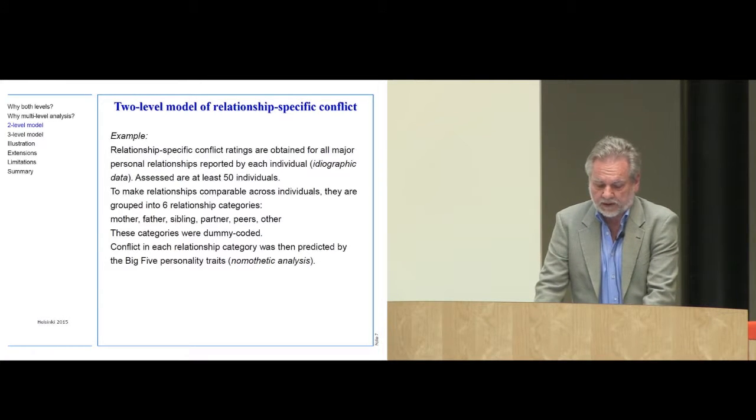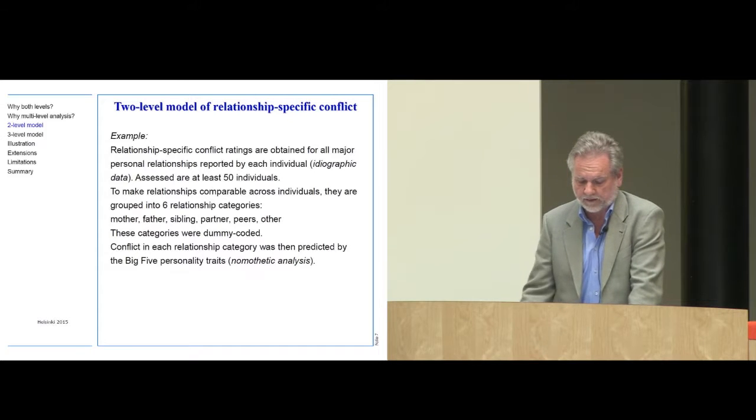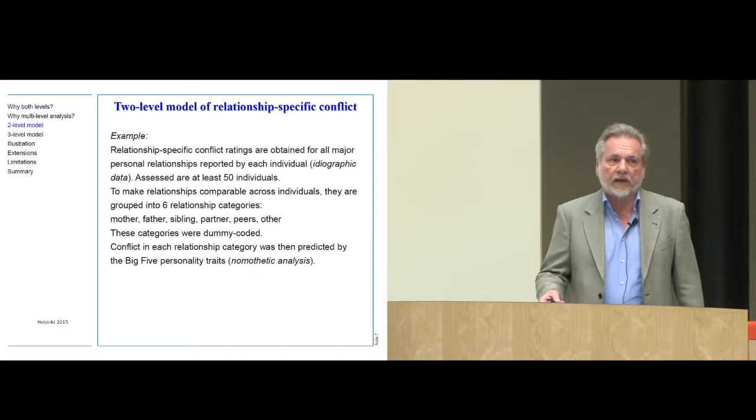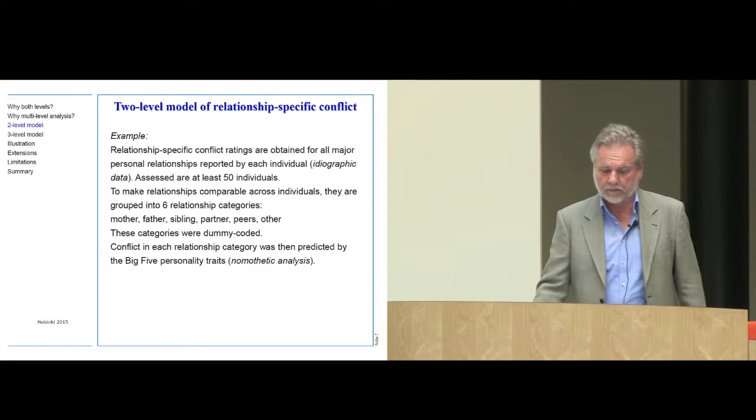So you can then predict each relationship category by, for example, the big 5 personality traits or whatever you are interested in at the individual level. And this would then be the nomothetic part of this model.